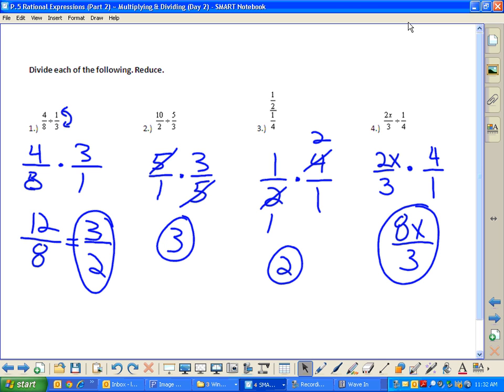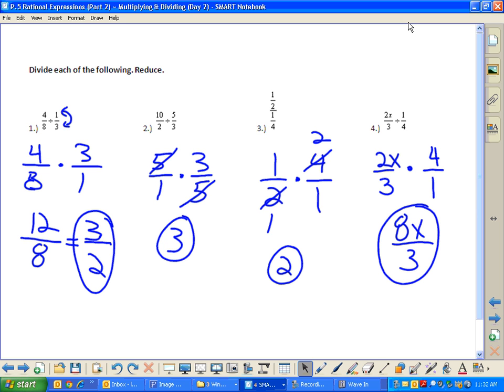For number 2, I did a little cross-canceling like we did yesterday. Talked about that. Number 2, your answer there is 3. Number 3, your answer is 2. And number 4, your answer is 8x/3. Does anybody have any questions about the warm-up?